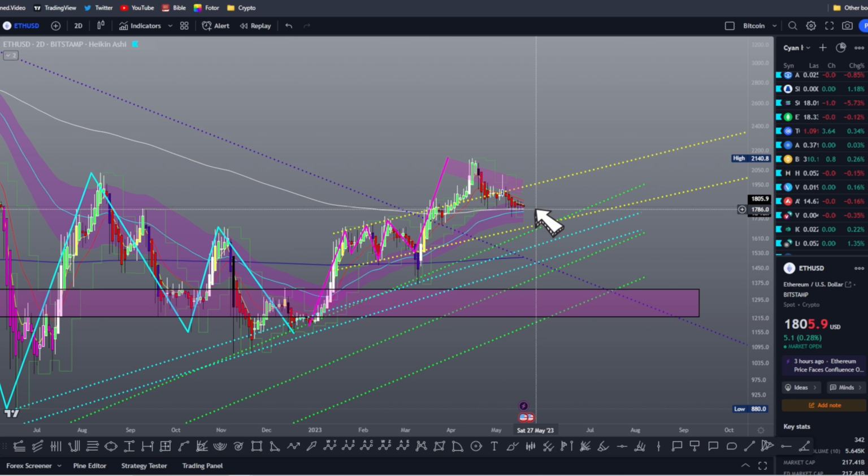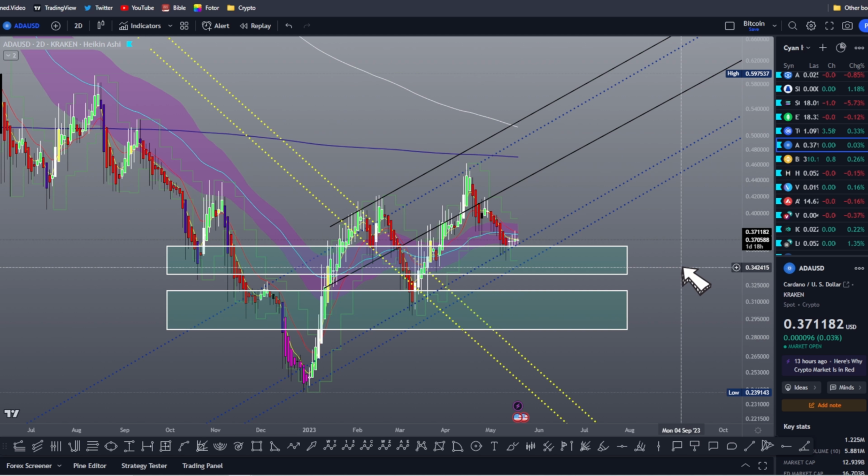Obviously, if Bitcoin continues to go lower, Ethereum will likely go lower as well. The first price target I'd be looking out for personally would be around 1600 to 1700, and if lower, the 18 EMA around 1500. So realistically, 1500 to 1700 is what I'm broadly looking out for with Ethereum if Bitcoin continues to go lower and Ethereum follows suit.